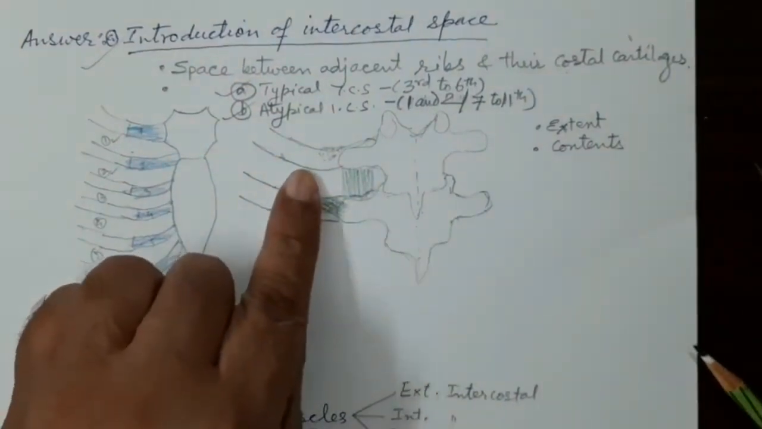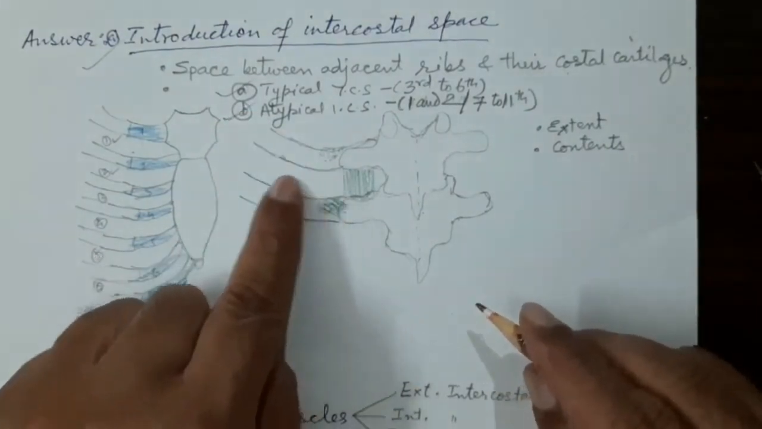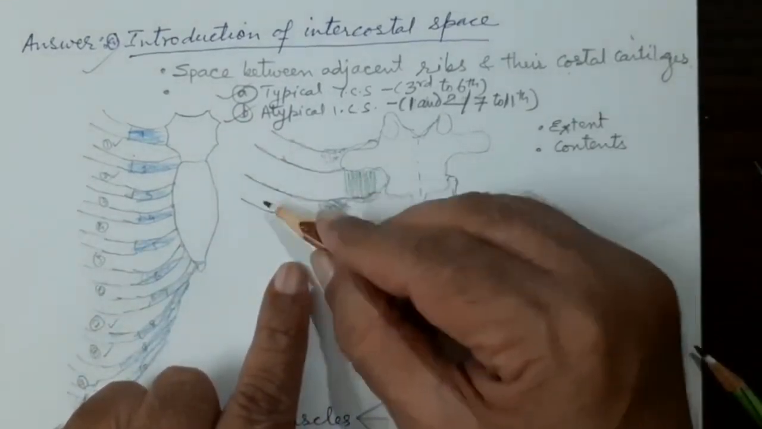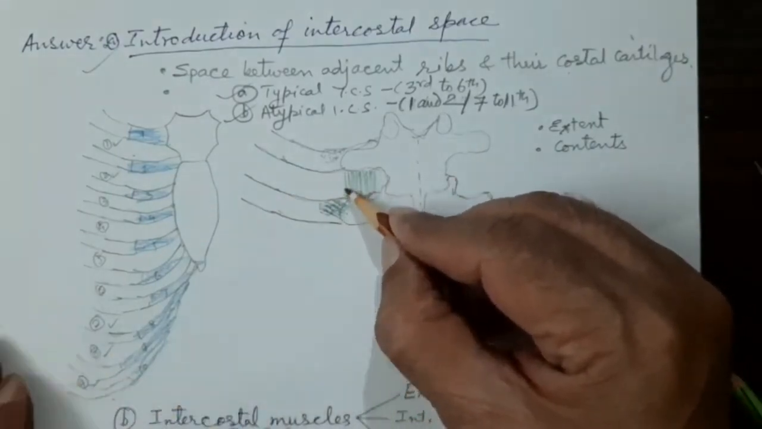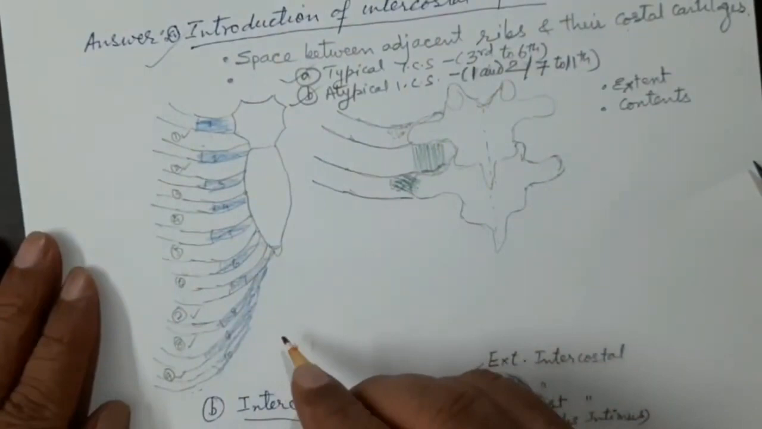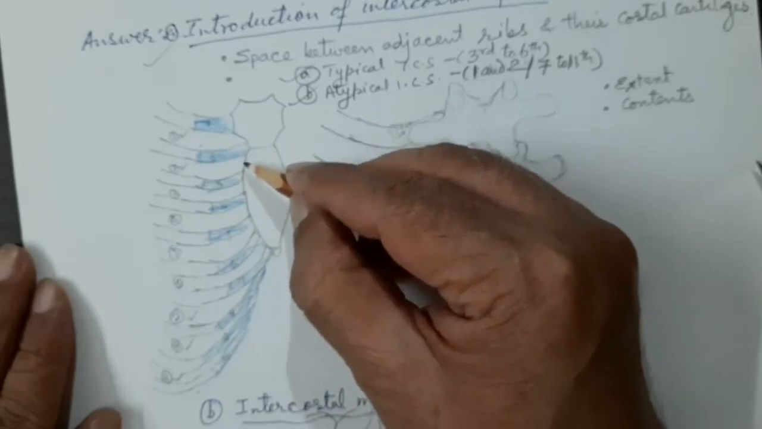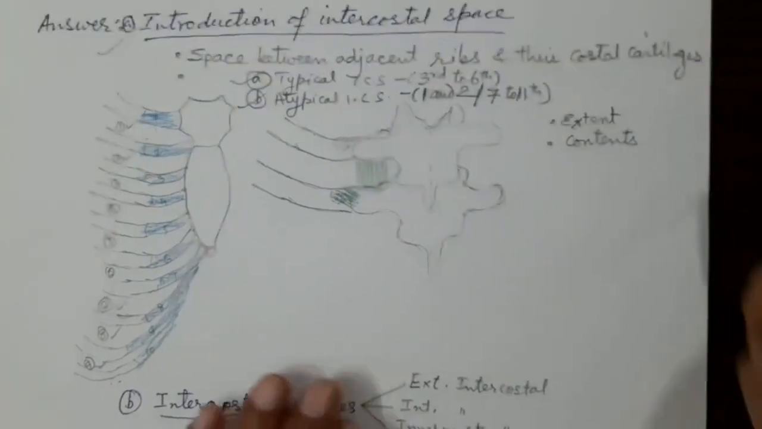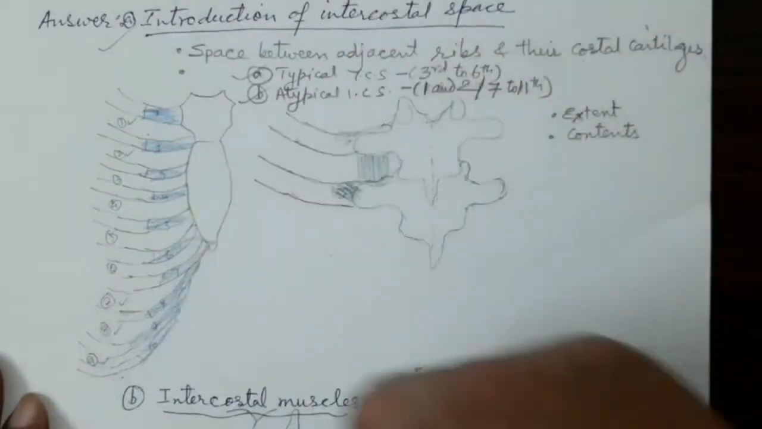So this space here is the intercostal space between this upper rib and this lower rib. In between these two ribs, this space extends posteriorly up to the costotransverse ligament, and anteriorly this space extends up to the lateral margin of the sternum. See here, have you seen this lateral margin of the sternum? So this space extends up to the lateral margin of the sternum. So it forms a semicircular shape, going from the posterior to the anterior side.